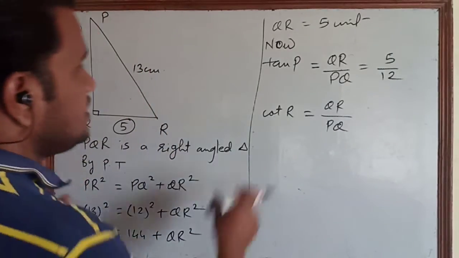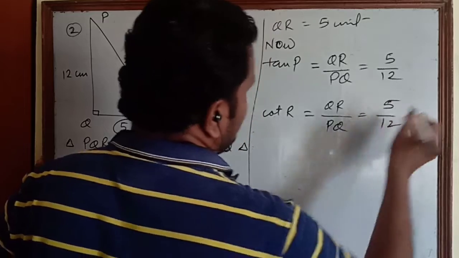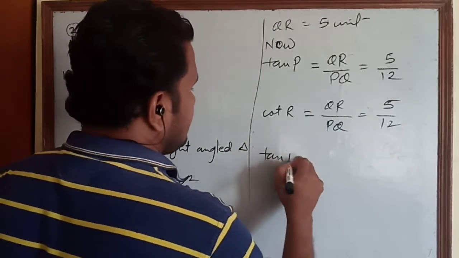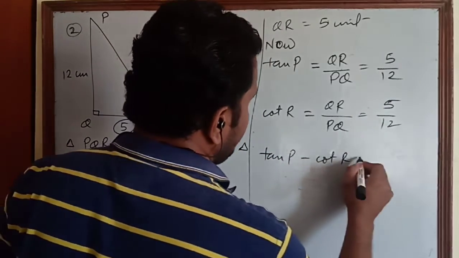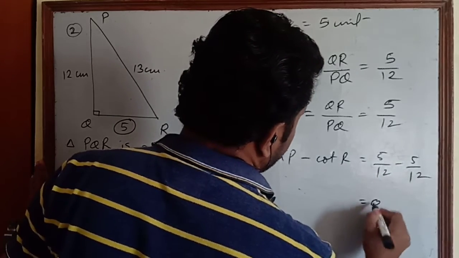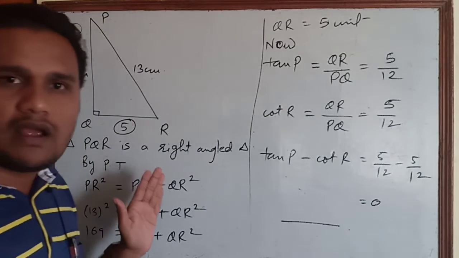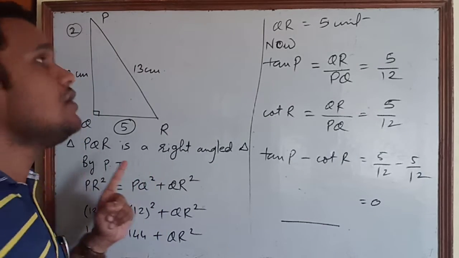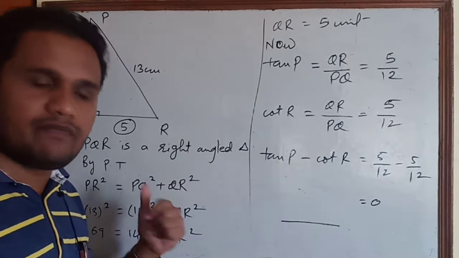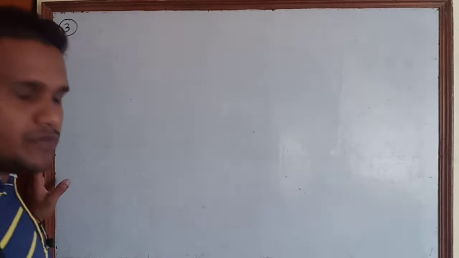Here you have to see that cot R is also same. Now as it is same, both the ratios are same. So simply, obviously, the answer will be nothing but 0. In this way we got the answer 0. This is the solution of your question number 2. Okay, write down that. Okay students, now we will see question number 3.